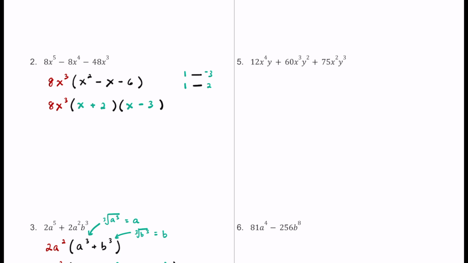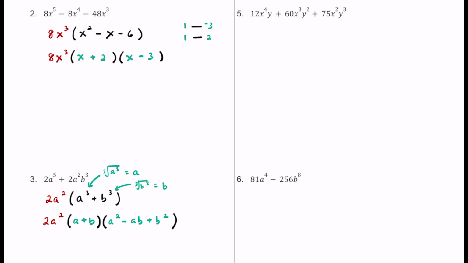For number 5, we have a trinomial here. We have 12x to the 4th power times y, plus 60x to the 3rd power times y to the 2nd power, plus 75x to the 2nd power times y to the 3rd power. Now I believe the GCF for all of these coefficients is just going to be 3, not a very big number. And looking at all their x's, they all have at least 2, and they all have 1 y in common. So I believe that's the GCF here.